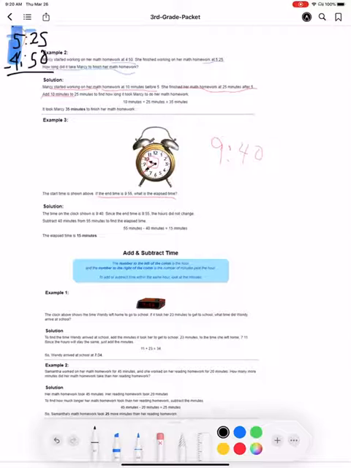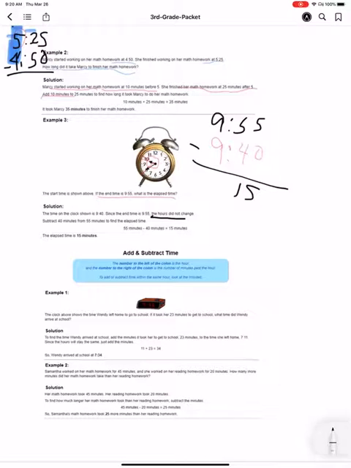So all we have to do here, we're not changing hours. As they say, the time on the clock shown is 9:40. Since the end time is 9:55, the hours did not change. So all we have to do here is 9:55 minus 9:40, and did you do it? I bet you already got 15 minutes. That's a really easy one, isn't it? All we have to do is simply take these two. The hardest thing to remember is when the time is a different hour. That's where it's a bit trickier.